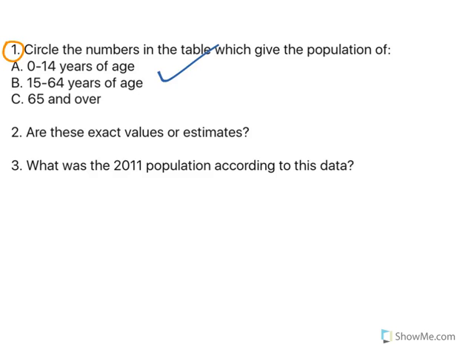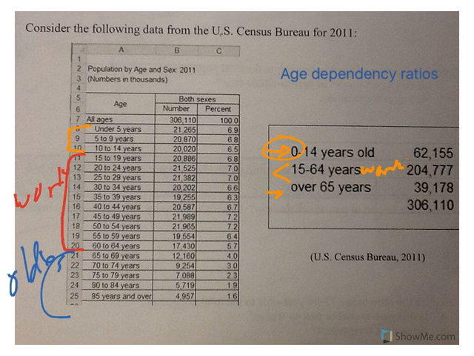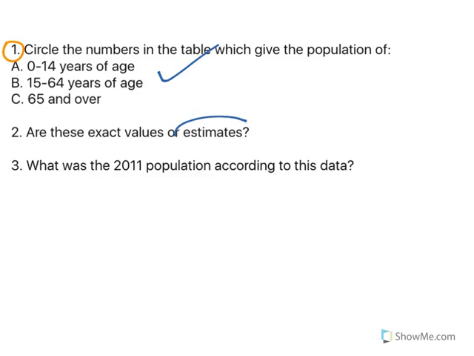Now, are these exact values or estimates? Well, this is from the U.S. Census, and you're like, oh, it's got to be exact. No, think about it. As soon as you fill out the census, the next day people are born and people die. That happens, it's called life. So these are estimates. They were maybe accurate at one point in time, but things change.